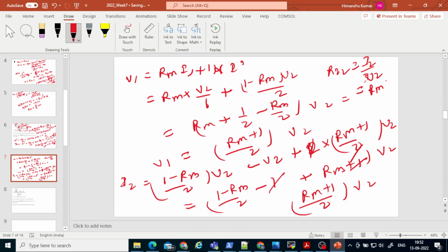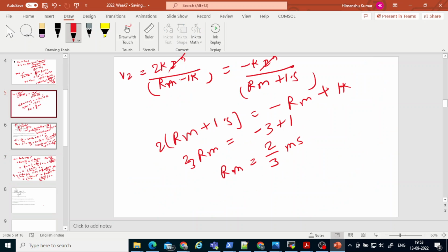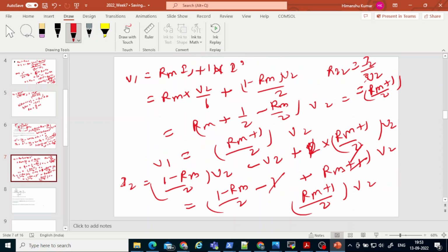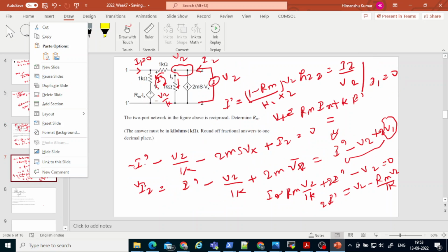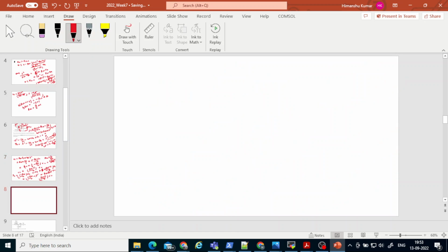Okay, so now in terms of matrix we can write, we have found H11 and H12. Our H11 was 0.5, and H12 and H21 were 0.5 and minus 0.5, and the other one is Rm plus 1 by 2. Okay, so this is our final H matrix.